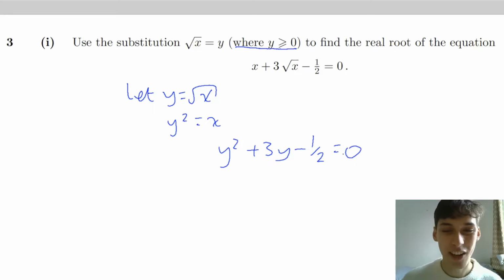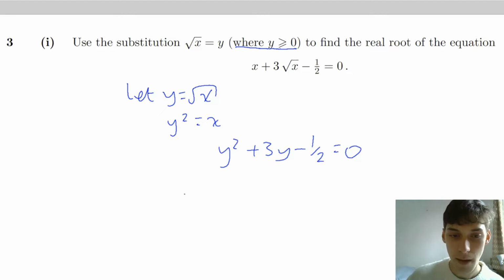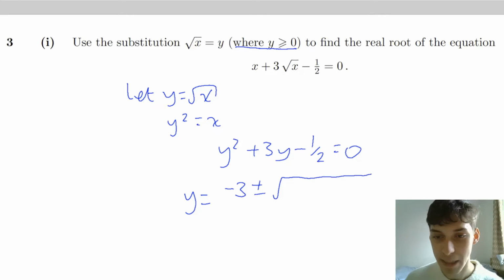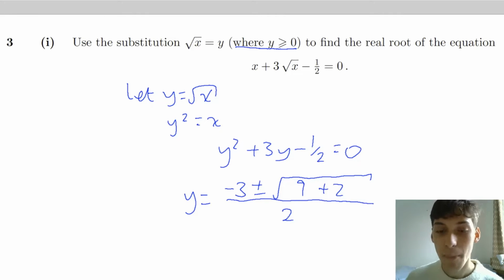And already this is looking way more like something we can solve because it's of the form of a quadratic. Hopefully you've solved many of these before. And just by looking at it, I'm not sure whether I can factorise this. So I think I might just go ahead and use the quadratic formula. So we have y is equal to minus 3 plus minus square root of b squared, so that's 9, minus 4ac, so that's plus 2, all over 2. And if you haven't committed the quadratic formula to memory yet, I think it's a good idea to sooner rather than later, as it comes up way more than I expected it would, just when solving quadratics like this.